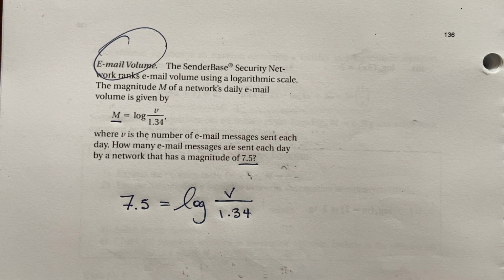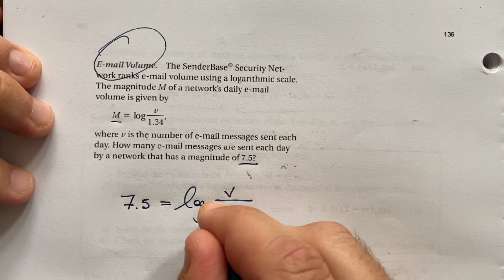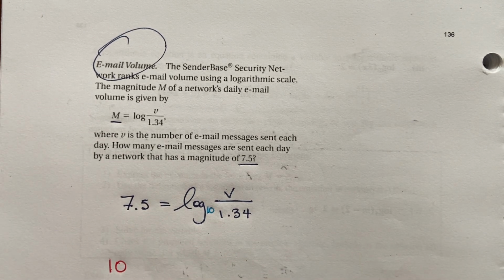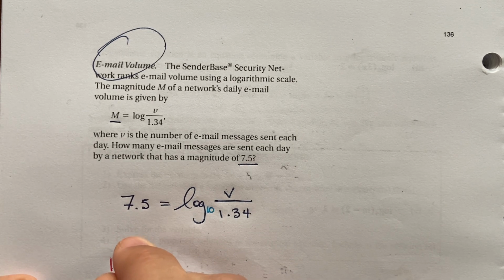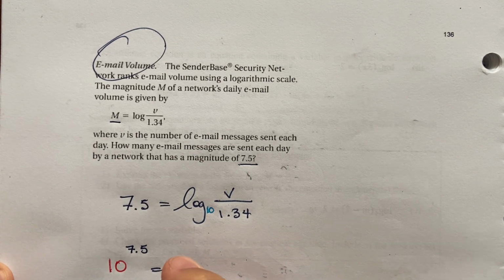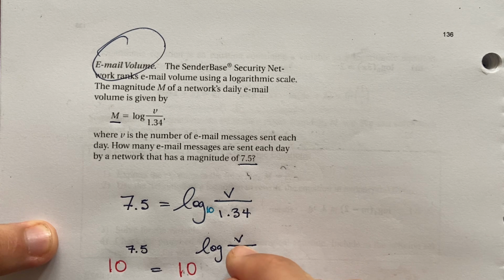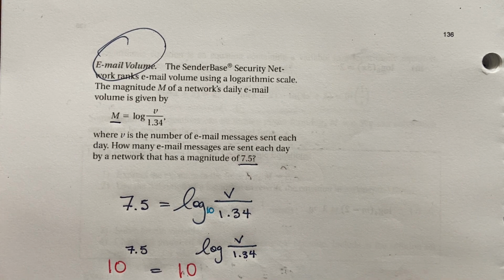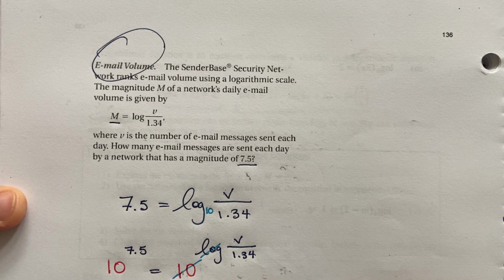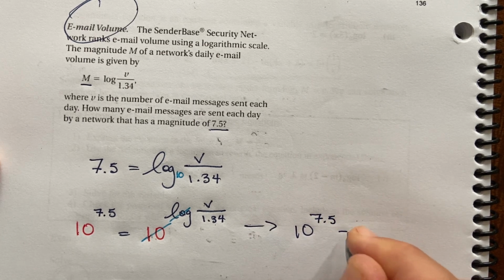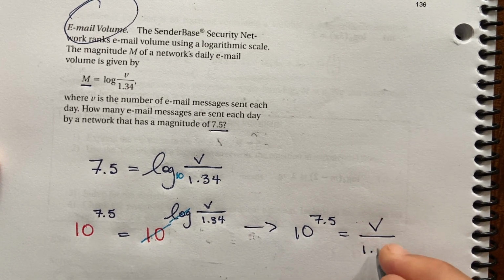And now we need to solve this logarithmic equation for v. So keep in mind, if it's not written and it says log, then it's assumed to be a base 10. So what I'll do is write 10 to the 7.5 equals 10 raised to the log of v over 1.34. Because it's a log base 10, these now cancel, and we have 10 to the 7.5 equals v over 1.34.